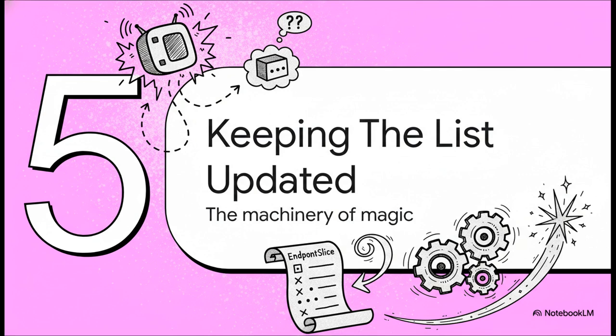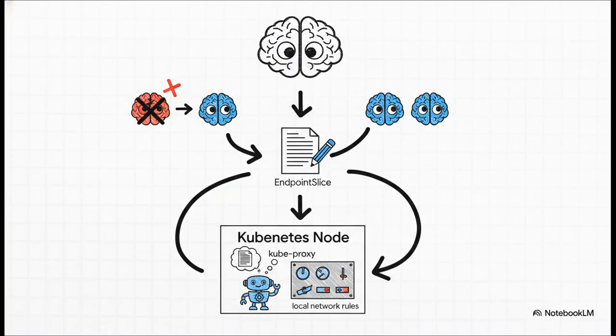Well, this is where the real machinery behind the magic kicks in. It's actually a really beautiful system. At the very top, you've got the control plane. It's like the brain of the whole cluster. It's constantly watching for any changes to pods. A pod gets created, deleted, its IP changes. The control plane sees it and immediately updates that endpoint slice list.